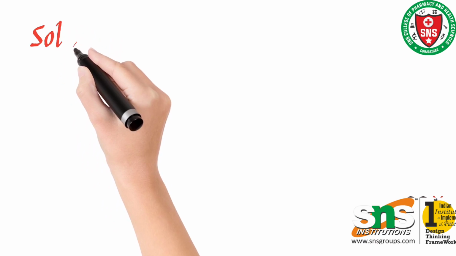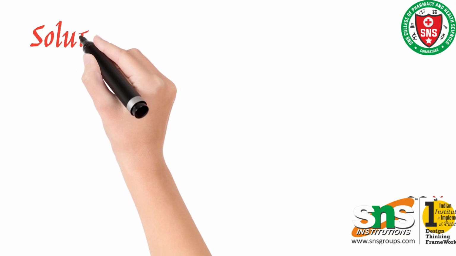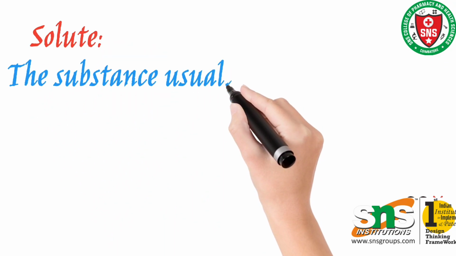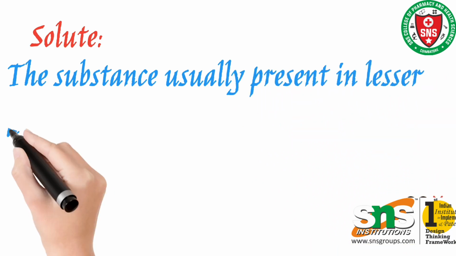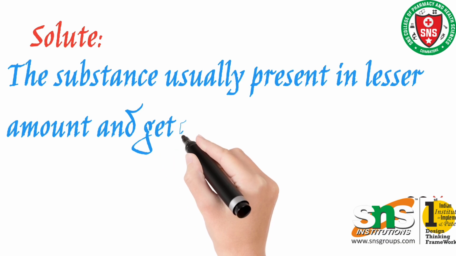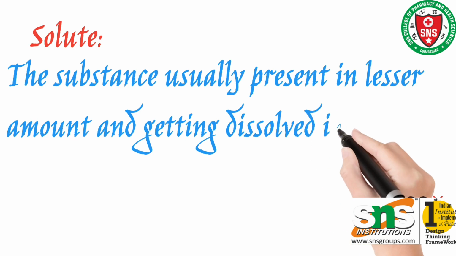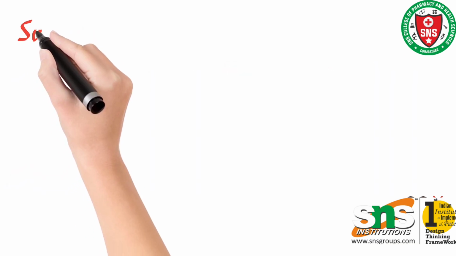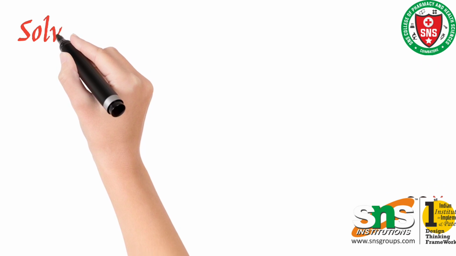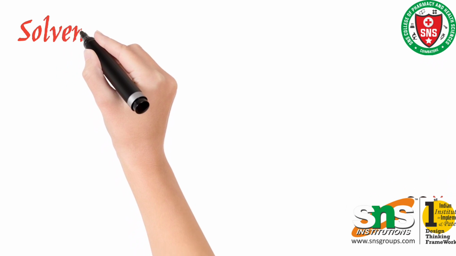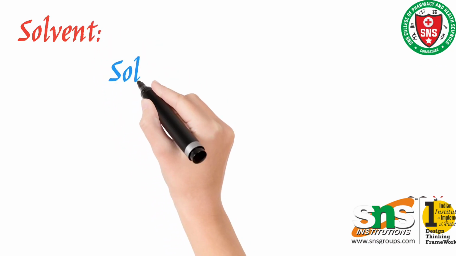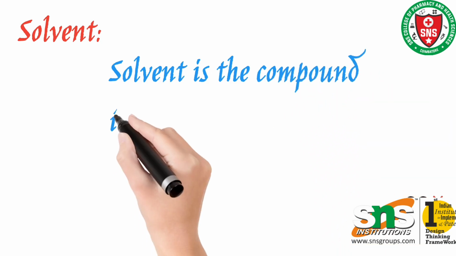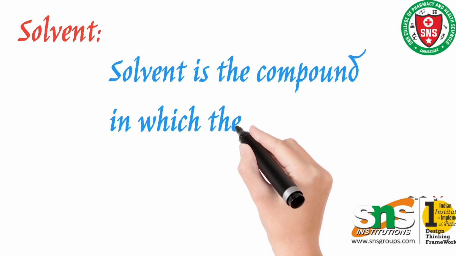So what is solute? The substance usually present in a lesser amount and getting dissolved in the solution is called solute. Example, in a sugar and water solution, sugar is the solute and water is the solvent. So now, what is solvent? Solvent is the compound in which the solute is getting dissolved. As I said earlier, in a sugar and water solution, sugar acts as solute and water acts as solvent. That is sugar dissolved in the water, solute dissolved in the solvent.